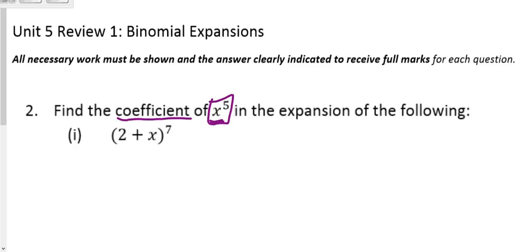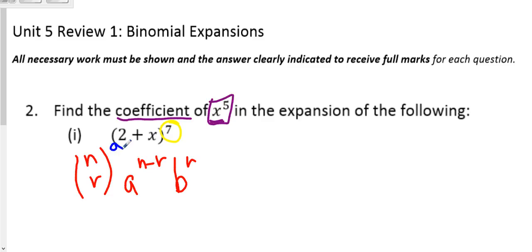In this first one, it's more straightforward. We are using the binomial theorem term for an individual term. So we have n choose r, a to the n minus r, b to the r. We need to figure out as much of this as we can. We know n. N is 7, the exponent that they give us. We know a. 2 is a. And we know b. B is x. What we don't know is r.